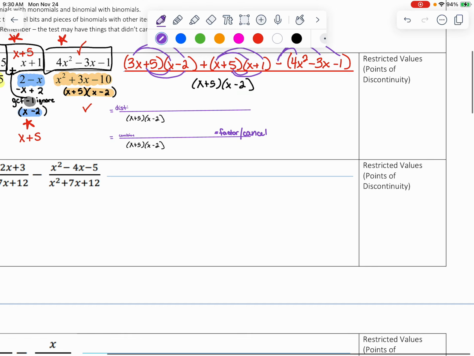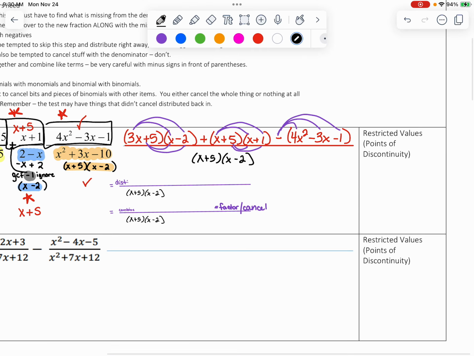Your restricted values, FYI, will come from your common denominator of x plus 5 being 0 and x minus 2 being 0, and you'll have to solve those.